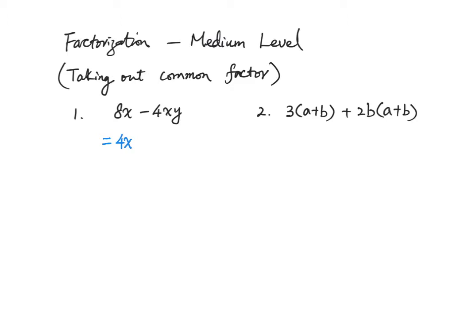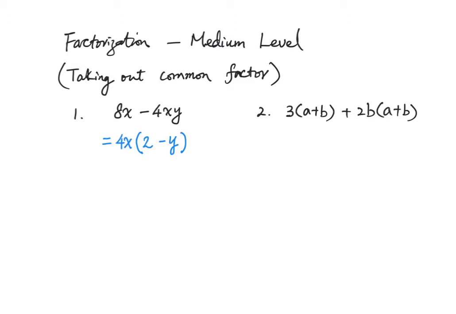Therefore, when you take out 4x, for the first term, 8x divided by 4x, you get 2. And for the second term, negative 4xy divided by 4x, negative y is left. So the answer is 4x times bracket 2 minus y.